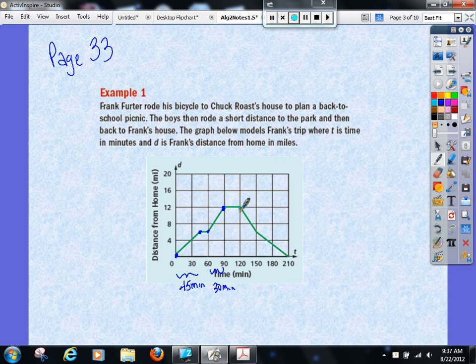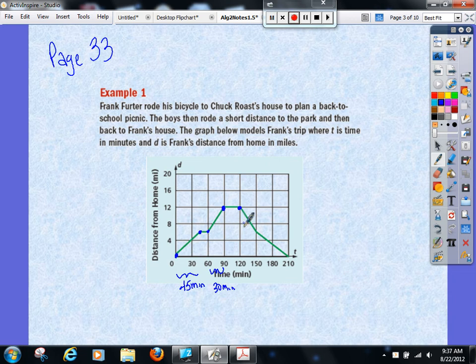Okay, next significant point is right here. We are at from 90 to 120 minutes. That looks like they took, what, 30 minutes for lunch. They're at the park here. They're not going any further from his house. The distance is staying the same. 30 minutes, they're stopping and eating.